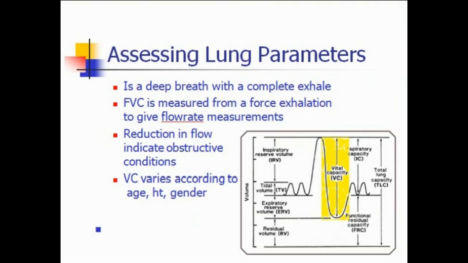A vital capacity is a deep breath with a complete exhalation. Now, if we have the patient force that exhalation out, we can get the forced vital capacity, and that gives us the flow rate measurements. A reduction in flow rates indicates obstructive conditions. Now, vital capacity can vary with age, height, and gender.